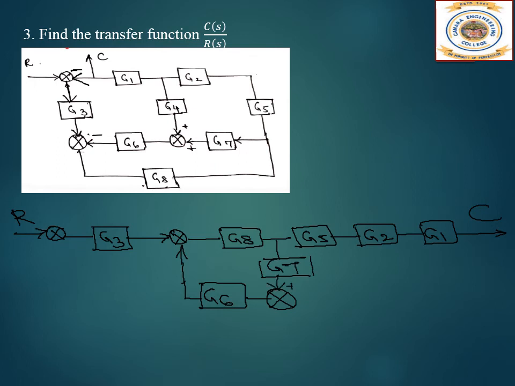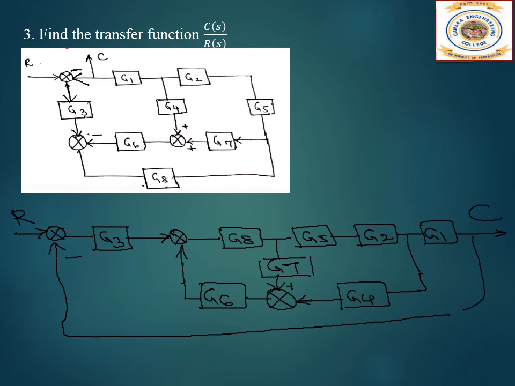And for the other summation point, we have the input as G4. Where does this G4 come from? G4 is connected between G1 and G2. So that connection is also done, and this part is over. What is remaining now? One more connection, this C. Where is it connected? From this C, it is fed back to here. This is negative feedback, from here to here.